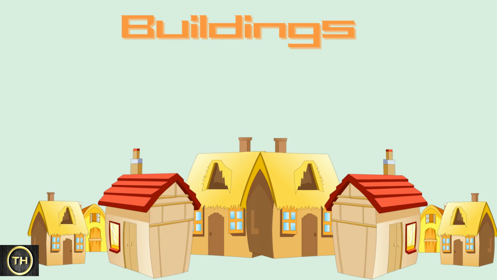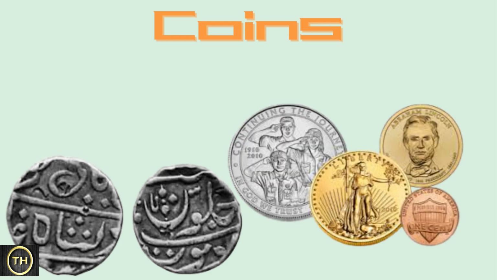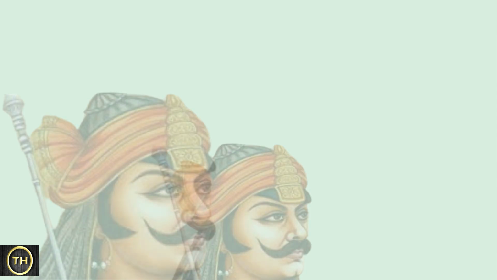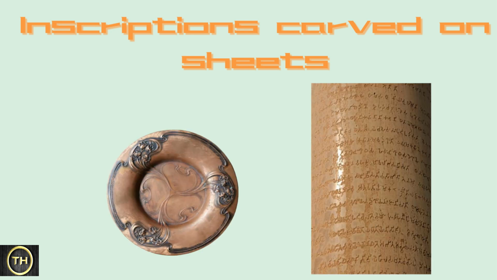The coins made by different rulers using metals like gold, silver, copper are important sources of history. From these coins, we learn about the rulers, their period, governance, religious ideas. Rashtrakuta, Chola, and Yadav kings' coins have been found. Inscriptions carved on sheets of copper are known as copper plates. Royal edicts, verdicts, etc. are inscribed on copper plates.